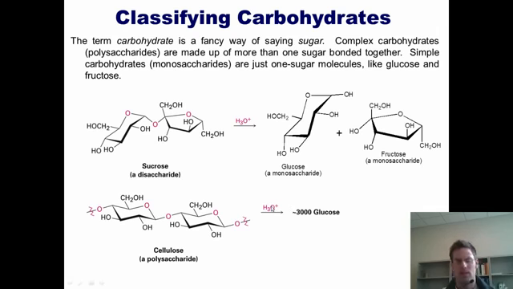Now, I should point out to you that huge polymers like cellulose are obviously not disaccharides because they're made up of way more than two individual sugars. To keep things simple then, we just call any carbohydrate polymer that's made up of 10 or more sugars a polysaccharide. Any complex carbohydrate that's got anywhere between 3 and 10 sugars we call an oligosaccharide.